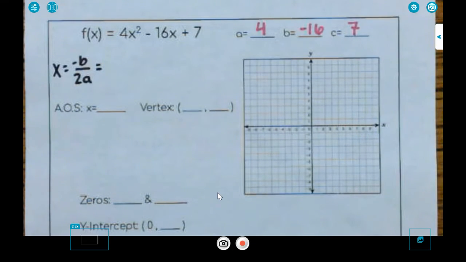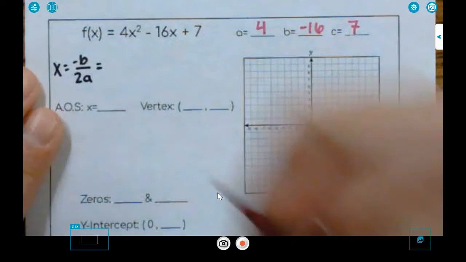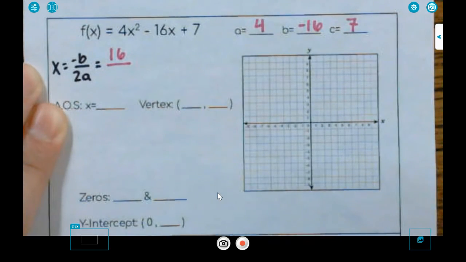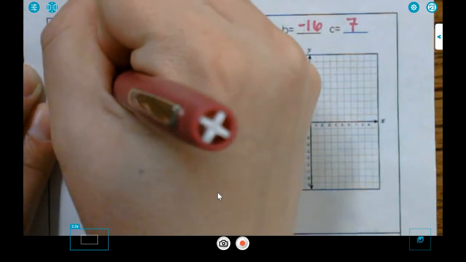We literally just wrote it down. What's our b value? Negative 16. Our formula is negative b, though. So negative 16, we make it a positive. You got it. So this is going to be positive 16 on top over 2a, which is going to be 2 times 4.